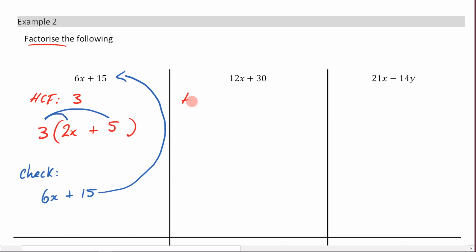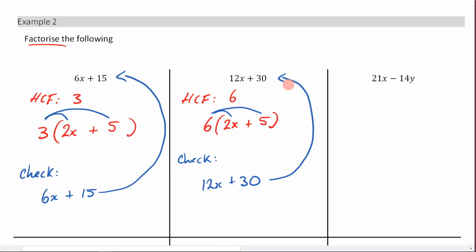We're going to find the highest common factor of 12x and 30. Well, the highest common factor of 12x and 30 is going to be 6. So that means I can pull 6 out, and I'm going to be left with 2x plus 6 times what is 30 is going to be 5. And now we can double check if we've done this correctly by expanding. So let's check it. 6 times 2x is 12x. 6 times 5 is 30. And that is the same as this. We've done it correctly. Let's now go on to our next one.